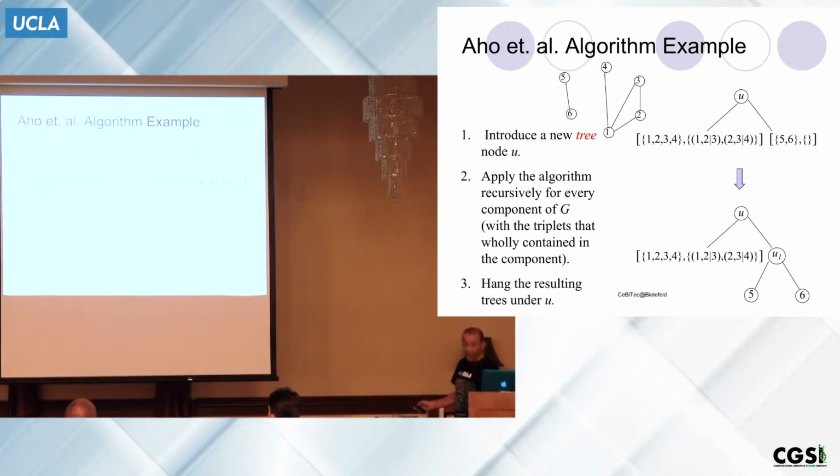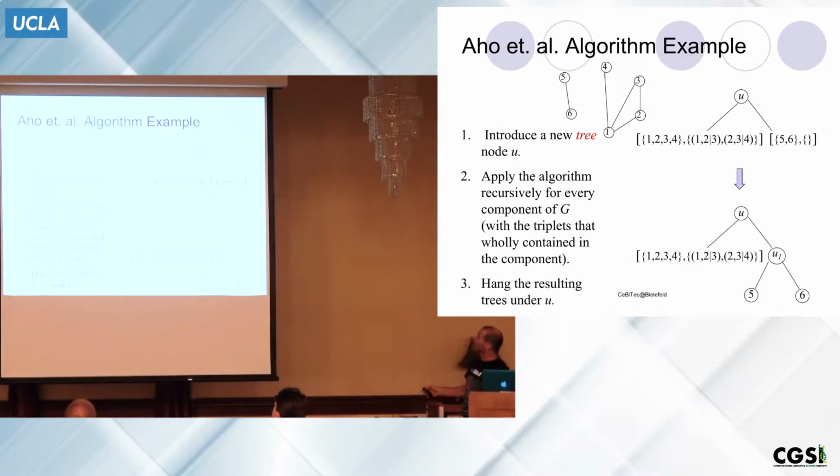So what we do is this. Now we recursively continue on every part of this partition. One part is to apply the algorithm recursively on every component of G, with the triplets that are wholly contained in the component, like I just told you. Now we hang the resulting trees that I will get from here and here under this U. So let's see how it goes.